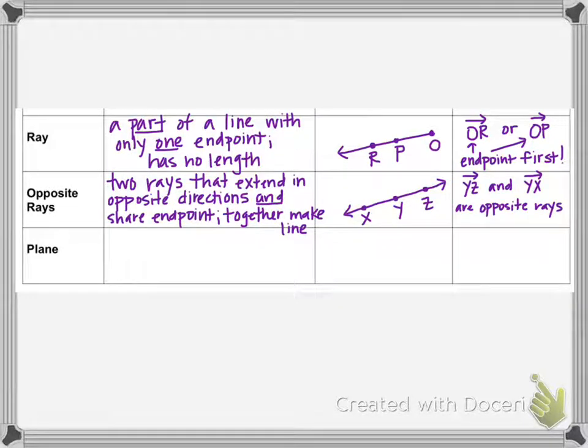So in this case, our two opposite rays are ray YZ and ray YX. Notice that they both start with the endpoint that they share, Y.